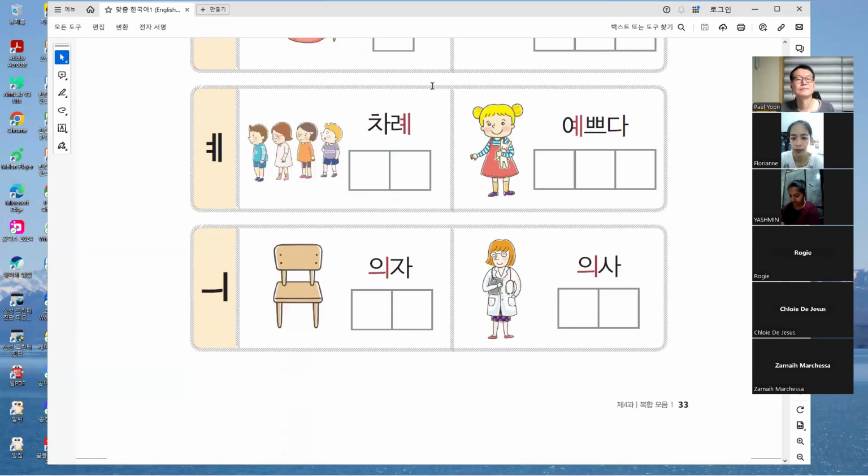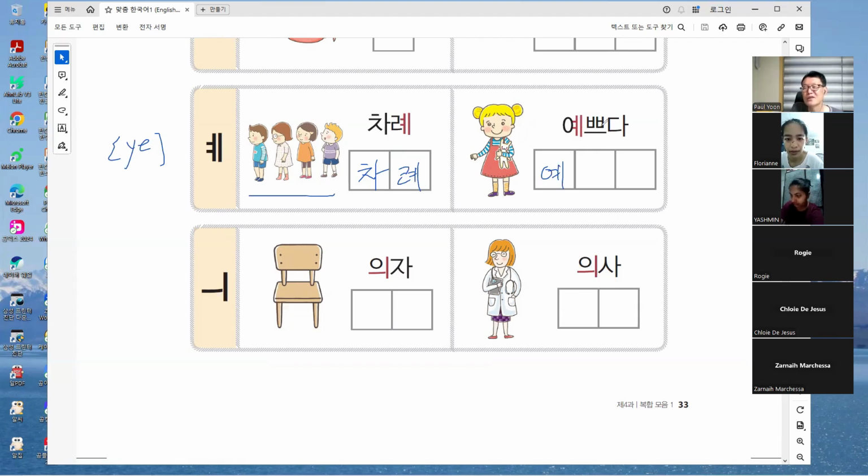Next. This one is 예, right? 잘 예. 차례. What is 차례? It's in order, like this. One by one, and make it a line. 차례. How about this one? 예쁘다. 예쁘다.